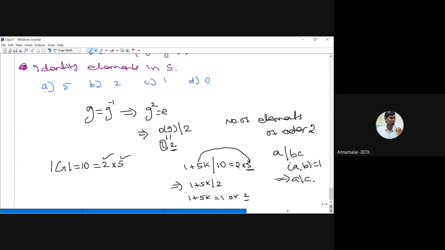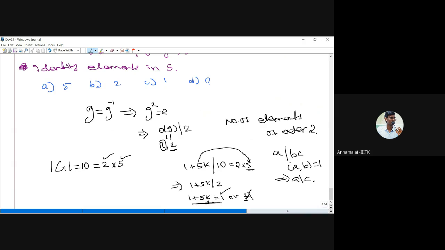So, for what values of k will you get 2? k should be non-negative. You can put k equal to 0 or k equal to 1, or anything. If we substitute k equal to 0, you will get 1. But if we substitute k equal to 1, you get 6. You never get 2. Therefore, we get only one 5-Sylow subgroup.